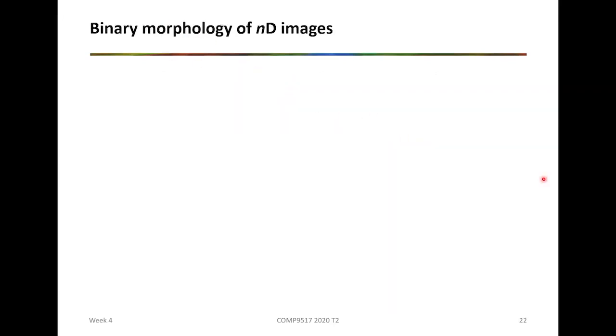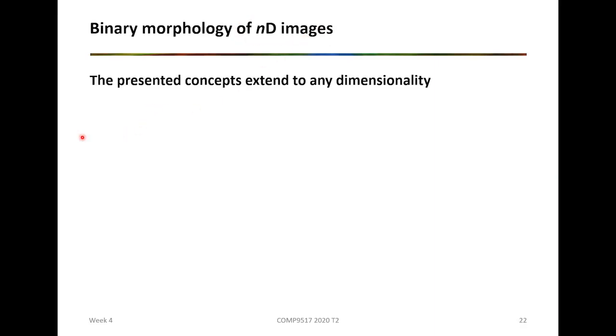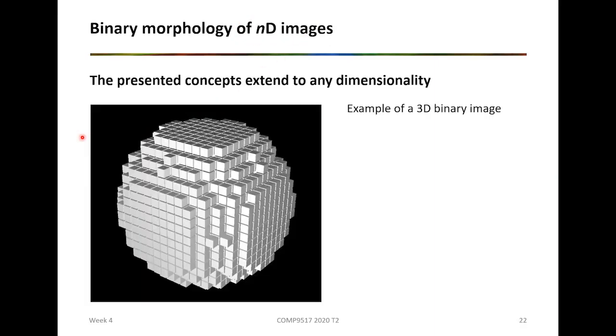So far I've shown examples of binary morphology of 2-dimensional images, but you can extend all these concepts to n-dimensional images as well. They extend to any dimensionality. For example, this is a visualization of a 3-dimensional binary image. And all these elements are called voxels now, volumetric pixels, you could say.